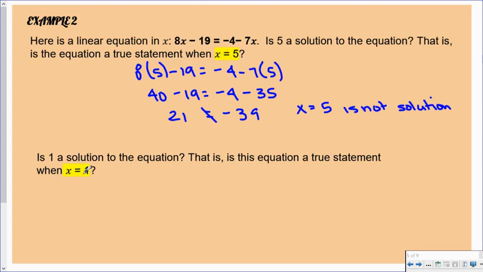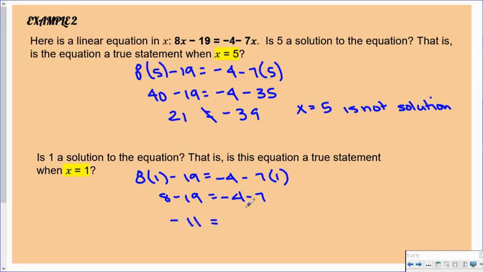Okay, let's try x equaling 1 for that same equation. So I have 8 times 1 minus 19 equals negative 4 minus 7 times 1. So we have 8 minus 19 on the left side, and then negative 4 minus 7 on the right. On the left, we end up with negative 11 equaling negative 11. So that statement is true, which means x equaling 1 is a solution.